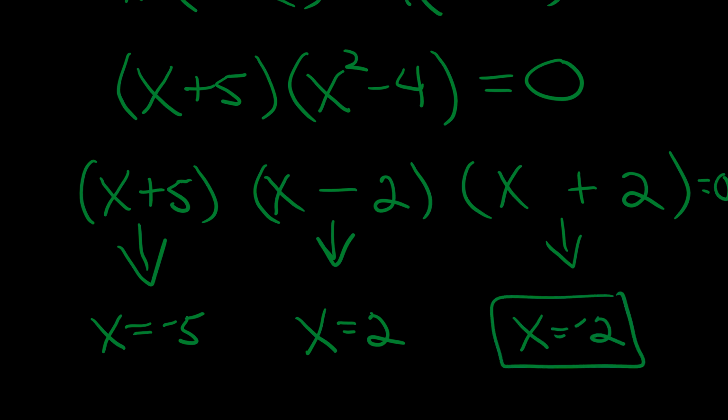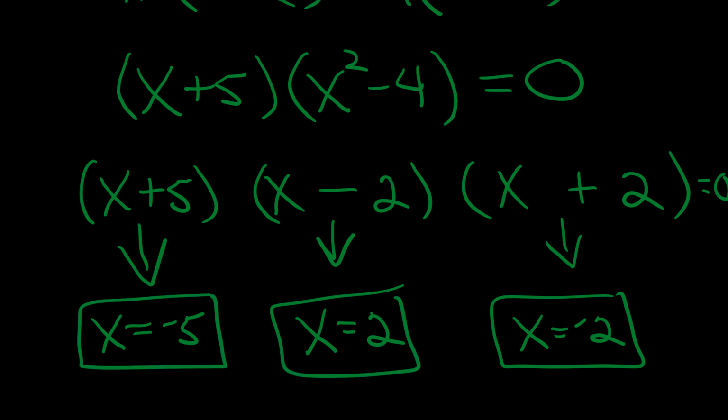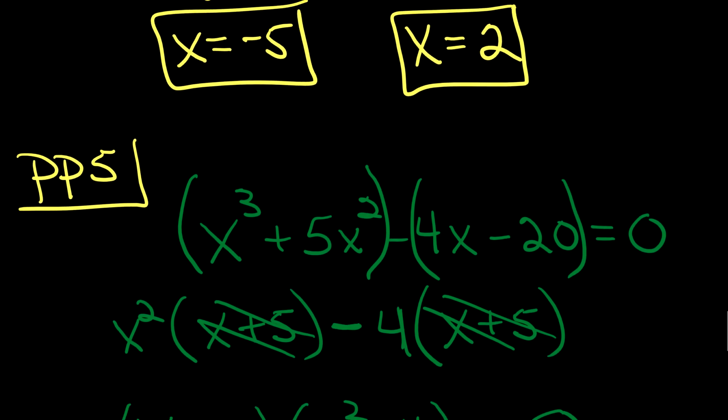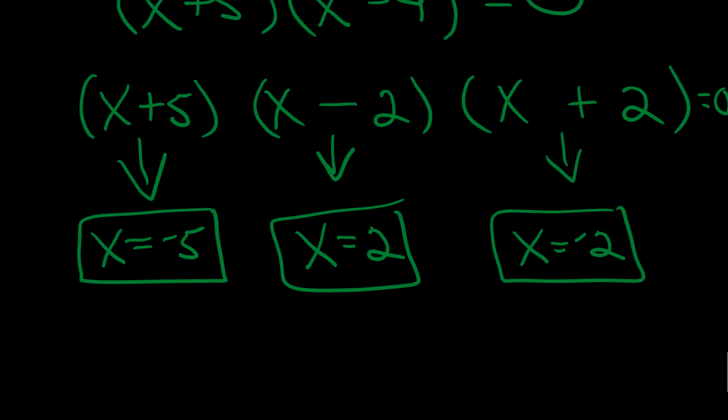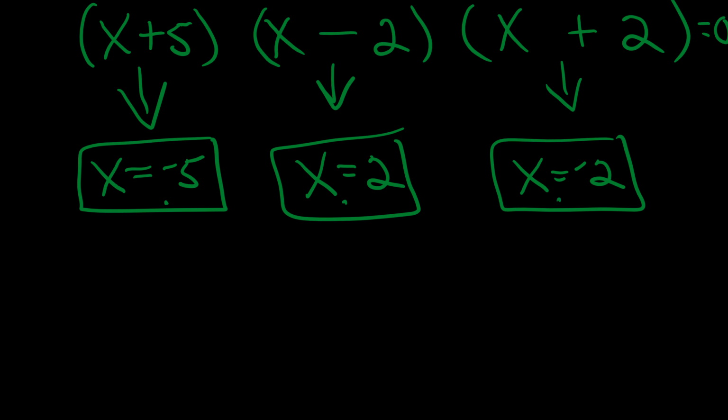And here are your three answers, which is indicated at the beginning of the problem. Here's the original problem before I inserted the parentheses. It was x to the third, telling me I'm going to have three answers. And there are my three answers.